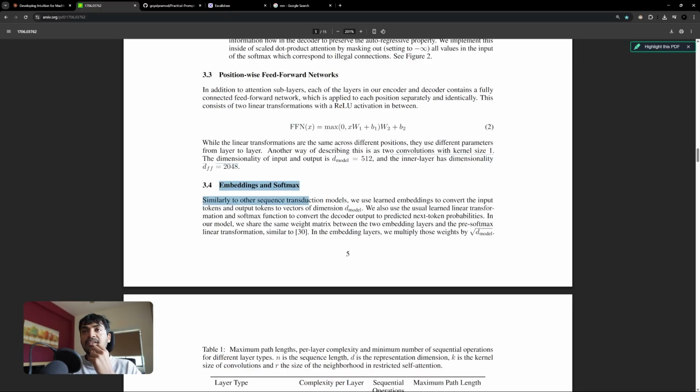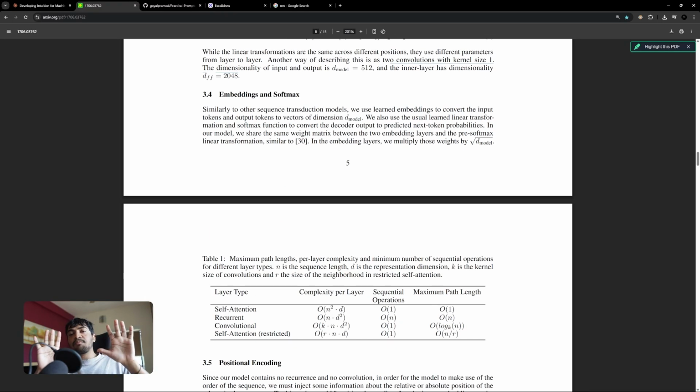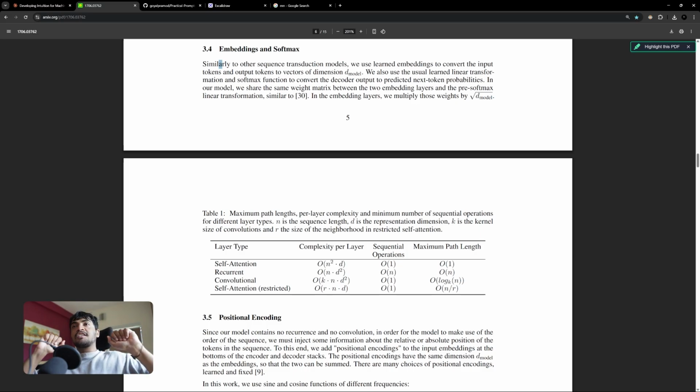Embedding and softmax. So we'll take a quick break here, and I'll be back and get back to you. Yes, I'm back. So let us continue.